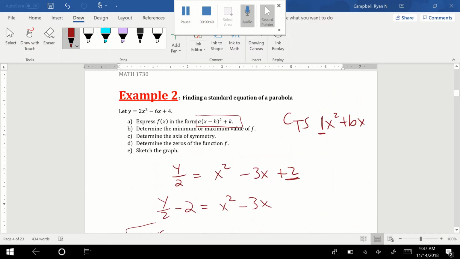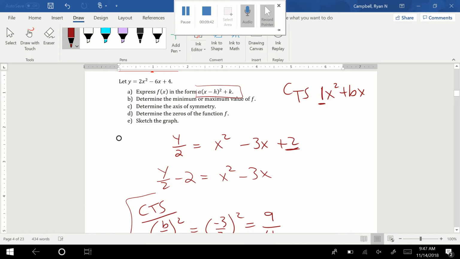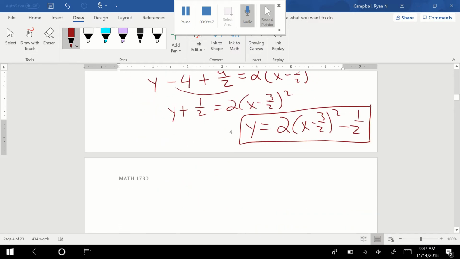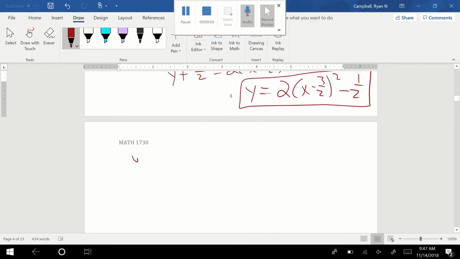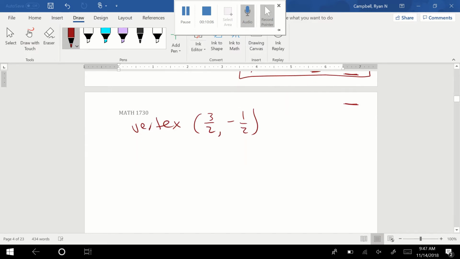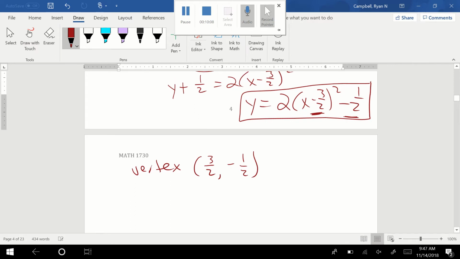So let's look at the top, and what's asked for now? What's the minimum value, the maximum value, what's the axis of symmetry, what are the zeros, and then sketch it. All right, so from there, we know that our vertex is going to be at 3 halves, negative 1 half. Remember, we subtract our h, add our k. Since we're already subtracting a value, that's going to be a positive 3 halves. And then we're subtracting 1 half, so that's a negative 1 half. So let's look, does it open up or does it open down? It opens up because 2 is positive.